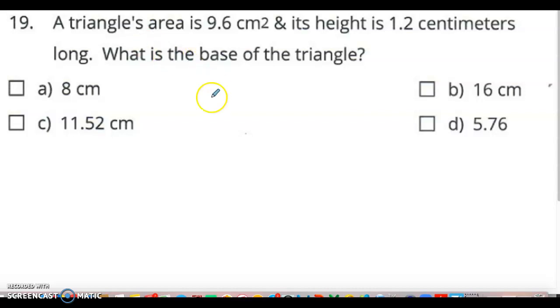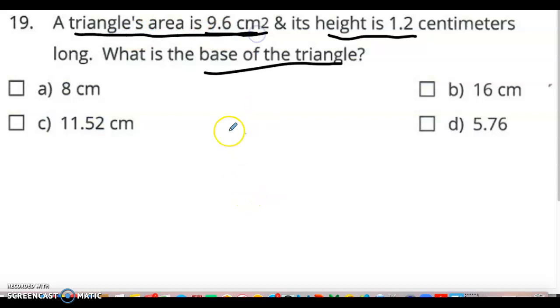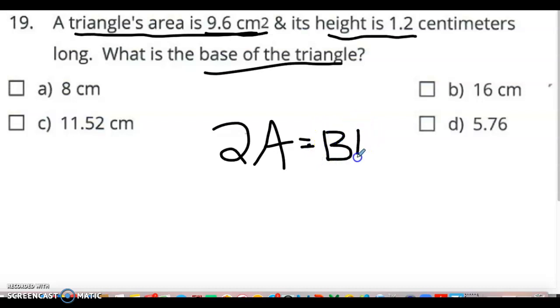A triangle has an area of 9.6 centimeters squared, and the height is 1.2. What is the base? Okay, when you want to find the base or height of a triangle and you're given the triangle's area, you always want to use this formula, and that will be on the test this week. On the formula sheet it does say to find the missing dimension of a triangle, meaning you want to find the base or the height. That's the missing dimension. You use this formula.